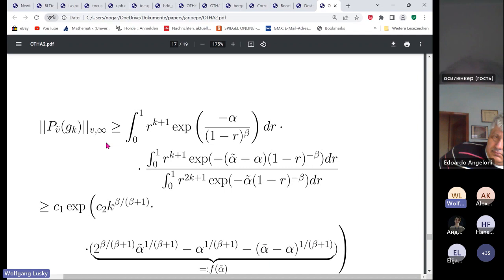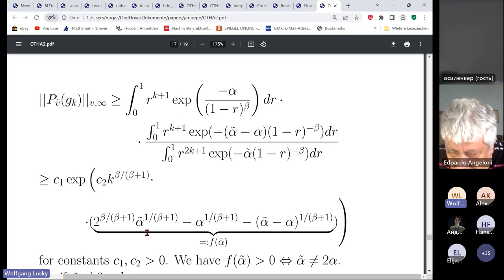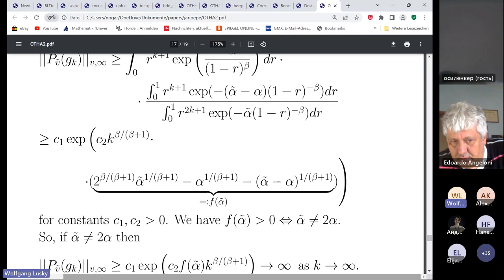Now, if we plug in the boundedness condition, meaning alpha tilde being equal to 2 times alpha, this becomes 0. And an analysis of this simple function means that this boundedness condition is the only point of absolute minimum of this function, meaning outside this we always have positivity here, and then everything is easy. Then we can estimate this norm by the exponent of a positive coefficient times k to the something. And if k goes to infinity, this goes to infinity. But in the inner bracket, this g sub k was a norm 1 element, and this means P sub v tilde cannot be bounded.